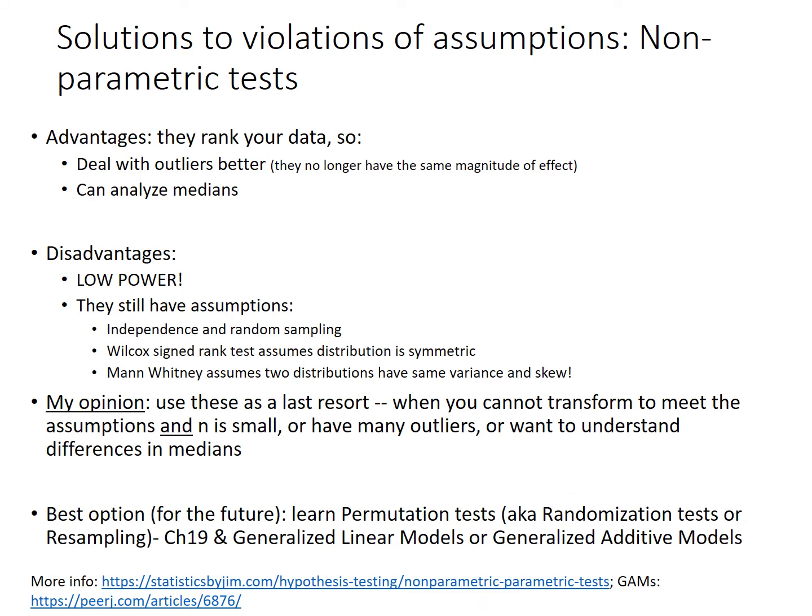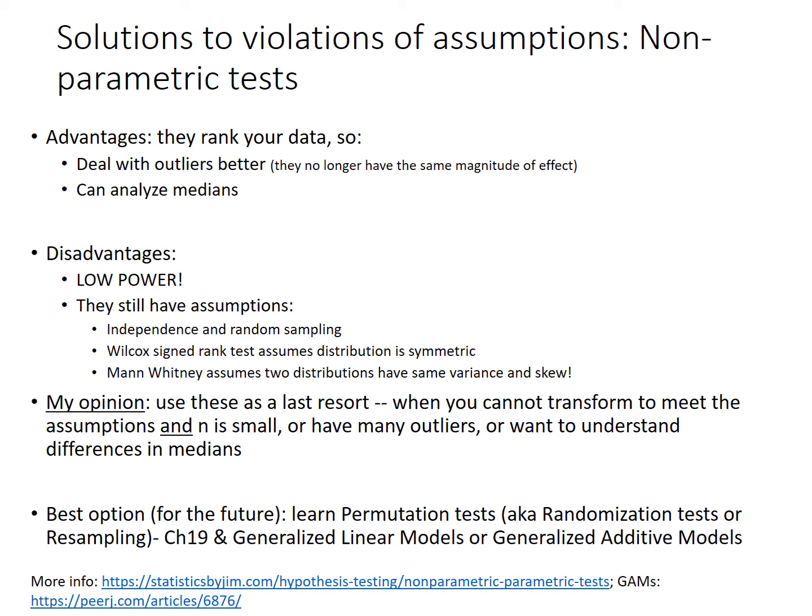So the violations of assumptions might point us to non-parametric tests. And before I just blindly say that you should use these non-parametric tests, I want to talk about their advantages and disadvantages. So for one, they tend to rank your data as a part of the analysis. So there are some good parts and bad parts about that. Now, the good part is when you rank your data, it helps better deal with big extreme outliers. And so by ranking them, they no longer have that same magnitude of the effect, okay?